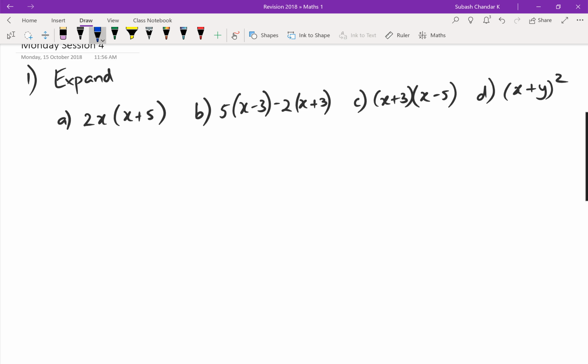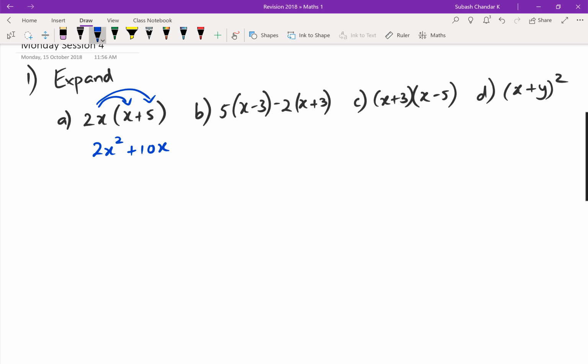With the first one, we're talking about expanding. With expanding, all you're doing is literally just multiplying those 2 things there. So you've got 2x times x, that's going to be 2x squared. And then 2x times 5, that's going to be 10x. In terms of marks, I think they're 1 mark each. Let me just check. Yep, they're 1 mark each. Some questions have 2 marks, but this one would be a 1 mark question.